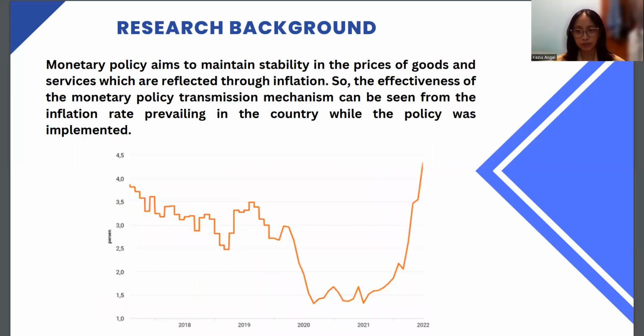In this research, we will focus much more on monetary policy. The monetary policy aims to maintain stability in the prices of goods and services, which are reflected through inflation. So, the effectiveness of the monetary policy transmission mechanism can be seen from the inflation rate prevailing in the country while the policy was implemented. This is Indonesia's annual inflation rate from 2018 to 2022.